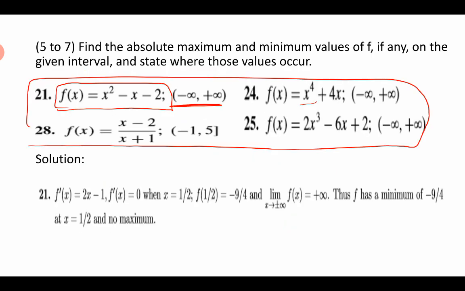See, here it is even power. I'll give an idea, even power. So when x approaches positive infinity or negative infinity, function will be approaching positive infinity. So there will be absolute minimum, no maximum in this case, just like 21.